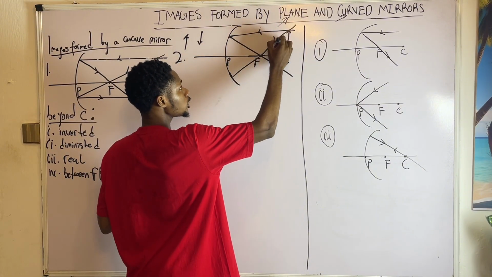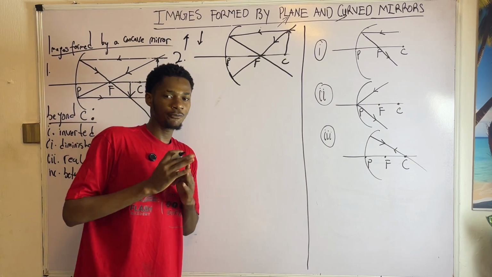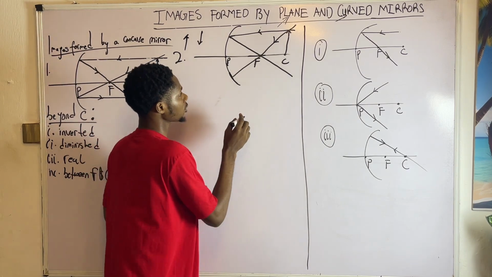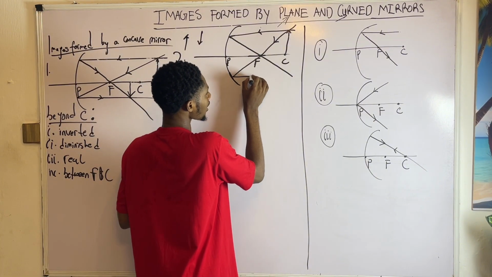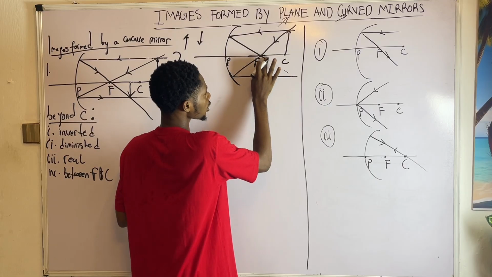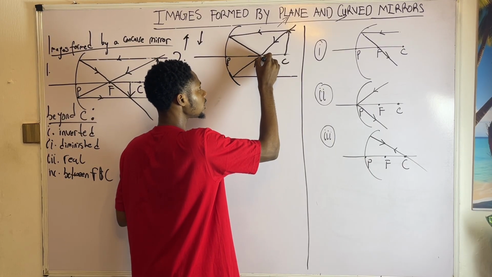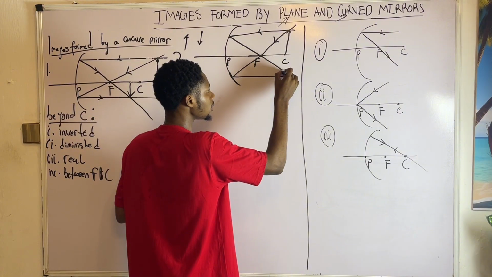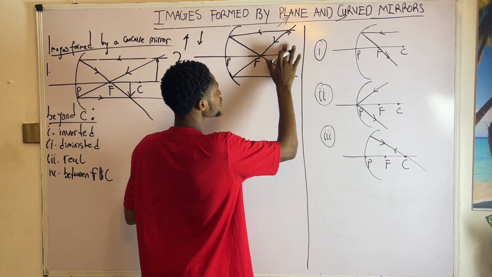Remember the light ray must always touch the object first. If it does not touch the object, it is null and void. So as it passes through like this, it's going to reflect parallel to the principal axis, isn't it? It's going to reflect parallel to the principal axis.